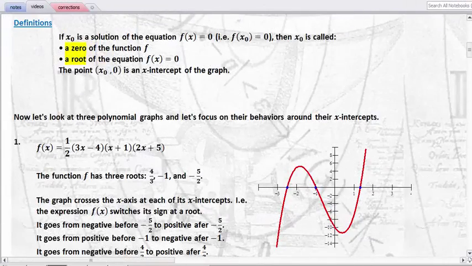This is a definition we have seen before. If you have x naught a solution to the equation f of x equals 0, that means f of x naught is equal to 0, then x naught is called a 0 or a root. And graphically, you would say that x naught is an x-intercept of the graph. We have seen that before. This is just a reminder. I will interchangeably call it a 0 or a root, and if I think about the graph, I may call it an x-intercept. It's almost the same thing here.